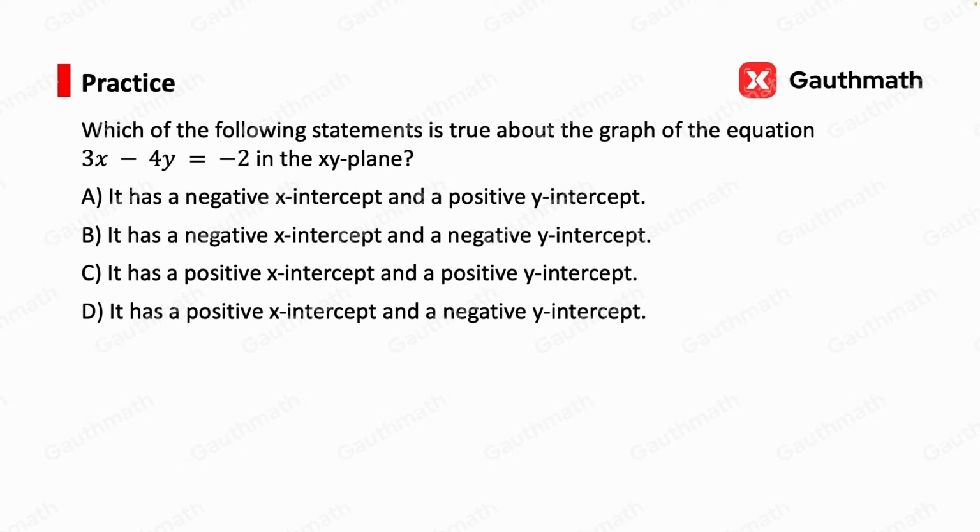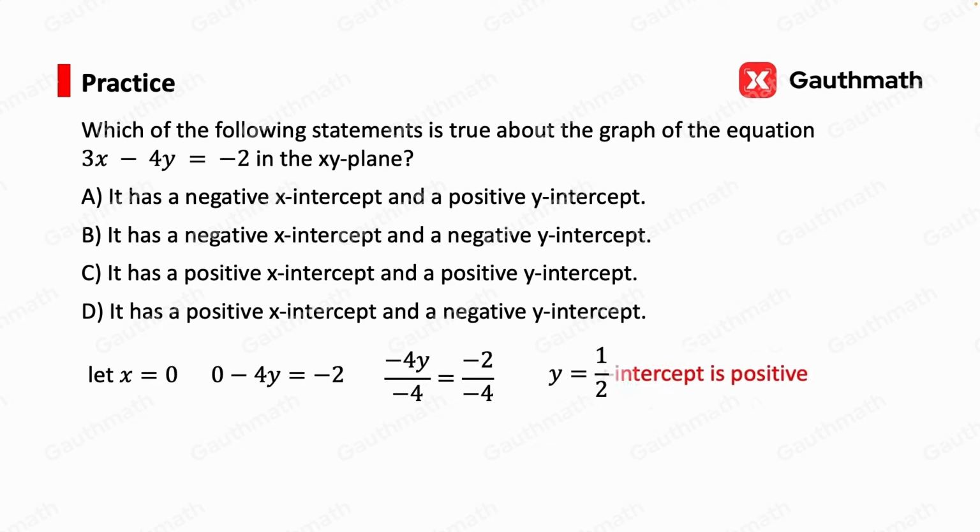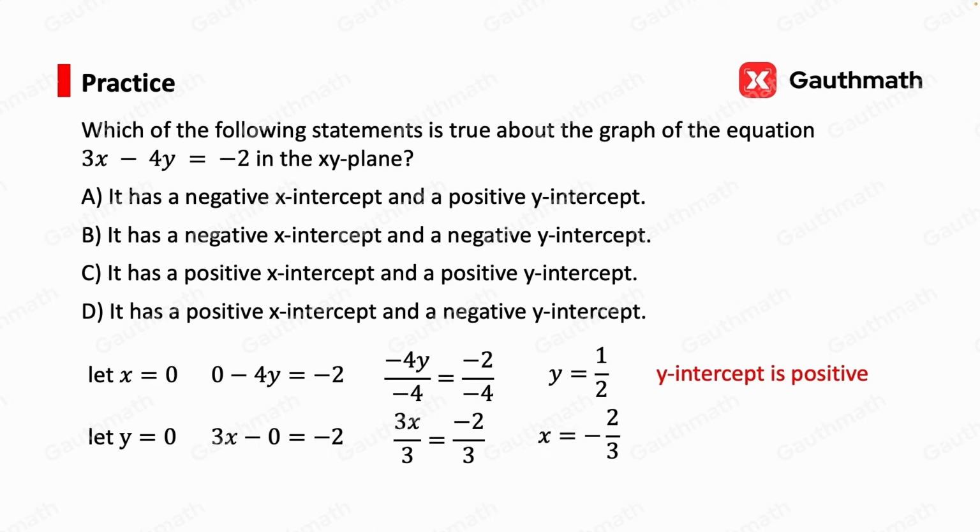To find the y-intercept, we let x equals 0. We plug in x equals 0 into the equation, and then we solve for y. So y equals 1/2, which is positive. That means the y-intercept is positive. And to find the x-intercept, we let y equals 0. Substitute y equals 0 into the equation and solve for x, and x equals -2/3. So that means the x-intercept is negative.